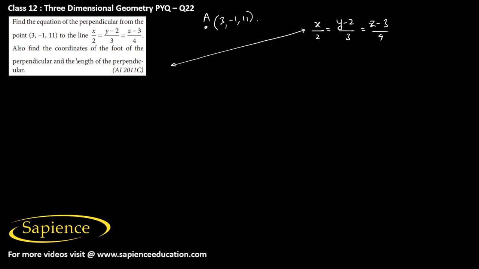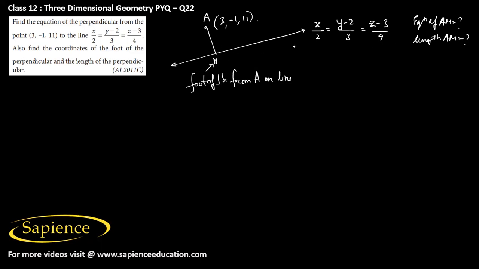So here we have to find the equation of the perpendicular which is drawn from this point on this straight line AM. We have to find the equation of AM, and also the coordinates of the foot of the perpendicular M. M is called the foot of the perpendicular from the point A on the line. We have to find the equation of the perpendicular AM and the length AM also.